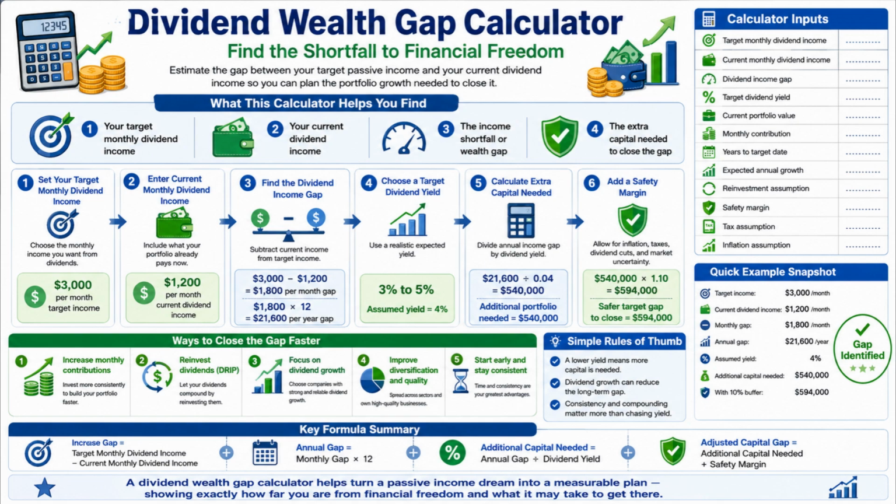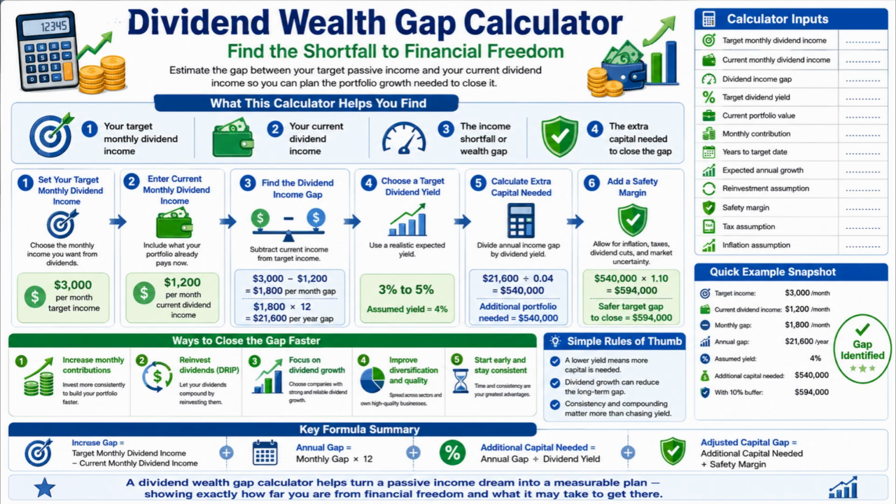In this video, we will discuss the Dividend Wealth Gap Calculator, and how to find the shortfall to financial freedom. A Dividend Wealth Gap Calculator is a simple tool that helps you measure the difference between the passive income you want and the dividend income you currently have. In other words, it shows how far you are from your financial freedom goal and helps you estimate what it may take to close that gap.